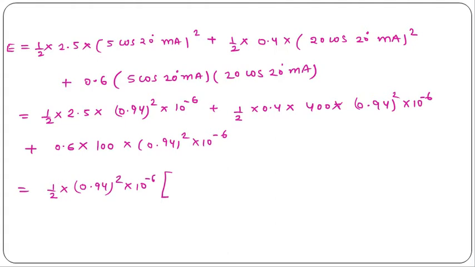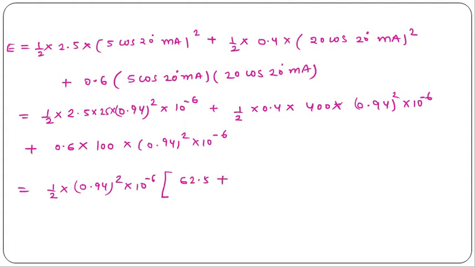So first term we will be getting 2.5 into, I think one term is missing here. So this is 5 square. Okay, so this 5 square, it means 25 is missing here. So this is 2.5 into 5 square is 25, and cos of 20 is 0.94 whole square. So if we take half of 0.94 square and 10 to the power -6 common, then we are getting 2.5 into 25. So this will be equal to 62.5.